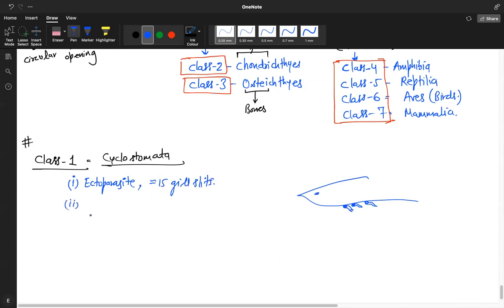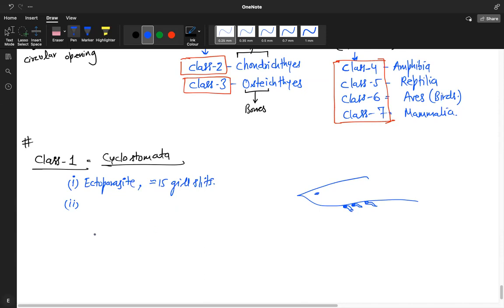Second, they have sucking and circular mouth without jaws. Of course, that's why they are called cyclostomes. You know that, right? Do you need to write it as a point now? No, I don't think so. Because they are cyclostomes, they are agnatha. So they don't have jaws. So what will they have if they don't have jaws? Circular sucking mouth. Circular means cyclo, stomata means opening. So circular mouth. Clear? Yes, sir.